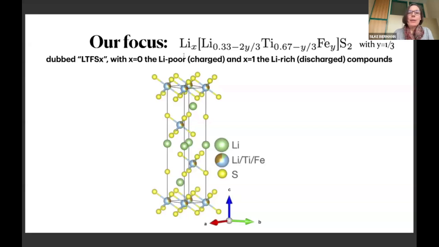And that is, as you can guess already, a layered compound. The structure is here, where you have a triangular lattice structure in the typical transition metal dichalcogenide structure piled up, but with the sites here shared between not only titanium and iron, but also some of the lithium. And the y here will adapt how much iron, titanium, lithium we will be having here.